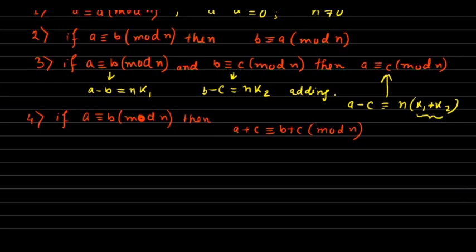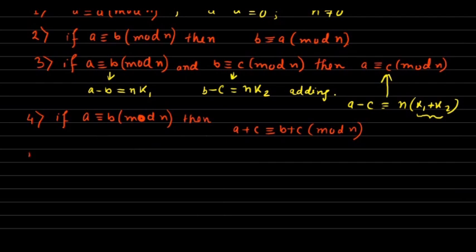Why? Because a is congruent to b mod n means when a minus b is divided by n, we will get remainder 0. That means a minus b is completely divisible by n. Now coming to a plus c congruent to b plus c, let's check it. If we subtract b plus c, take b plus c to the left side, c gets cancelled and we are again left with a minus b, and again a minus b is divisible by n. I think this is also clear.